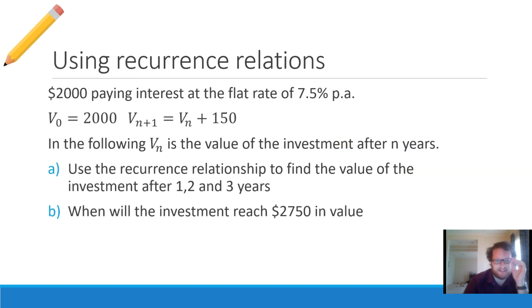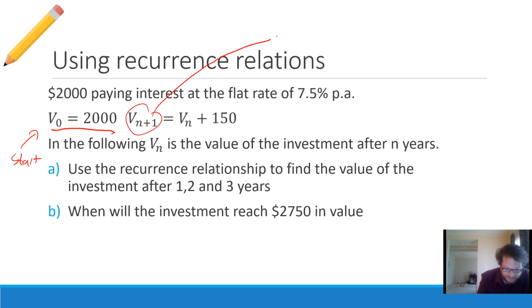Now, recursion uses this kind of formula here. Just a quick refresher: V naught is our starting value, and Vn plus 1 is going to mean our next value, but Vn is our current value. So what this says is that to find Vn plus 1, I've just got to take my Vn and add 150.